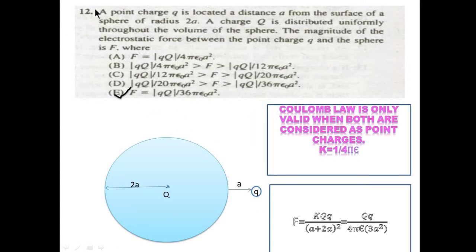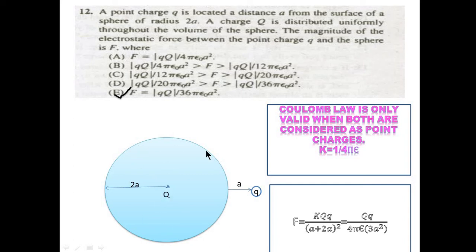This is MCQ number 12. A point charge Q is located at a distance a from the surface of a sphere of radius 2a. A charge plus Q is distributed uniformly throughout the volume of the sphere. The magnitude of the electrostatic force between the point charge Q and the sphere is F, where? Find the answer. We have to find the force between these two spheres.